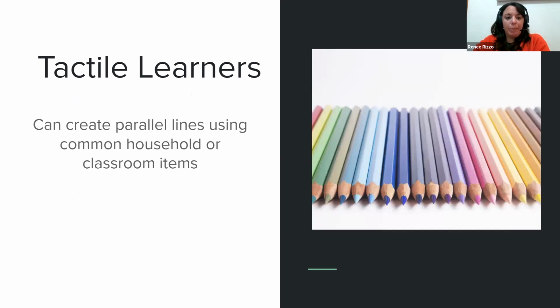Tactile learners can create parallel lines using common household or classroom items such as pencils, pens, toothbrushes, toothpicks, forks, spoons, whatever you can think of to get your hands on learners really involved in the content and really understanding the content in a way that is accessible for them.